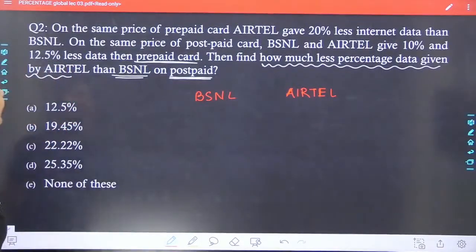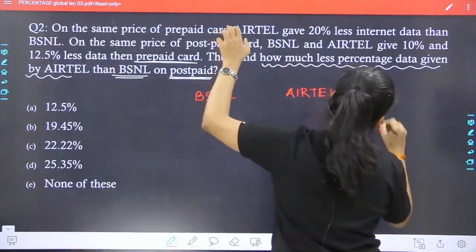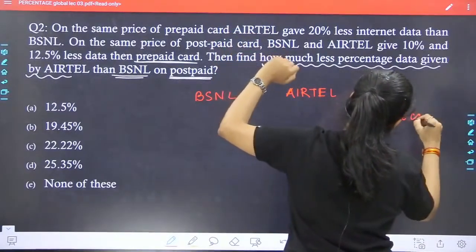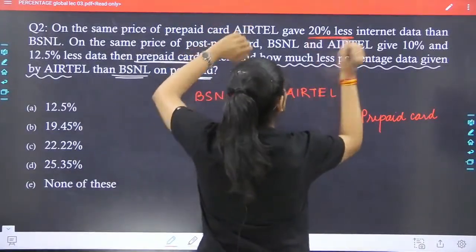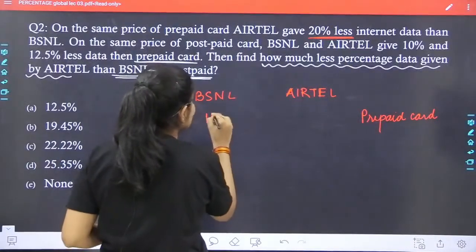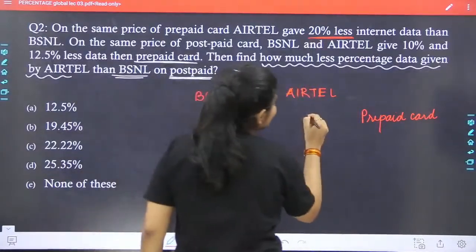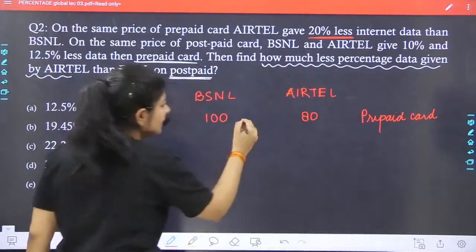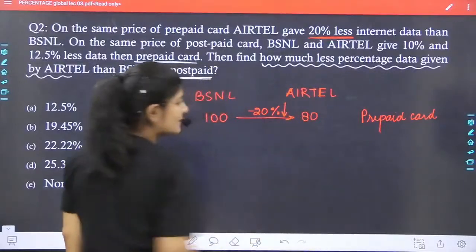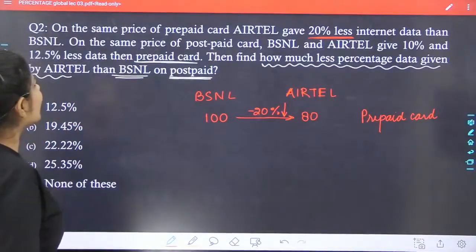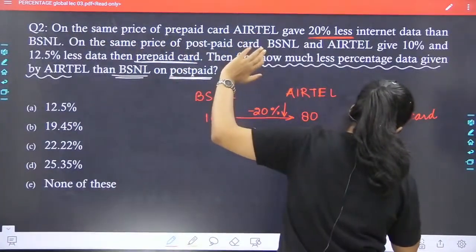Okay. It is given that on the same price of prepaid card, here we are talking about the prepaid card, Airtel gives 20% less internet data. That means if we take BSNL as 100, Airtel gave only 80, or we can say 20% less data. Okay. Now it is given that on the same price of the postpaid card. Now we have to consider the postpaid card.